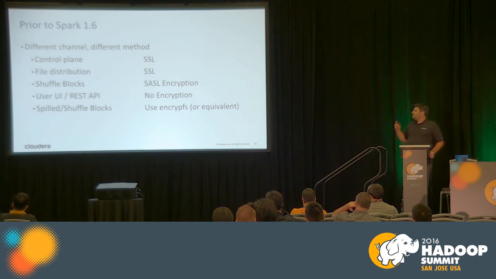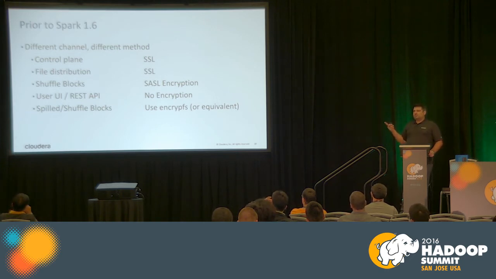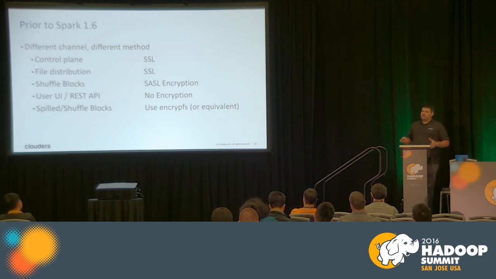Prior to 1.6, if you wanted to do encryption on the control plane, you had to use SSL because the control plane was done through Akka RPC. File distribution was an HTTP server, so you could have SSL on the driver. You can have a certificate on the driver. Blocks used SASL encryption because it was using the Netty library. The UI had no encryption, and for spill blocks, you had to use something like EncryptFS or some other block level encryption because there was nothing inside of Spark.